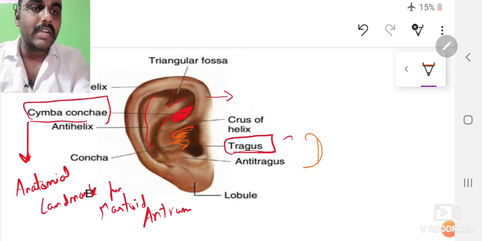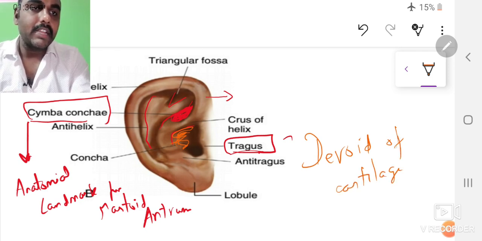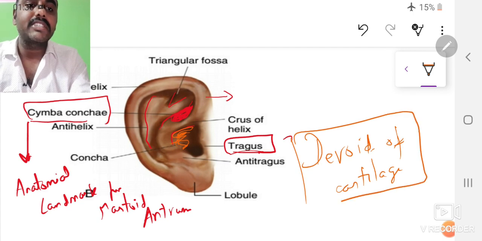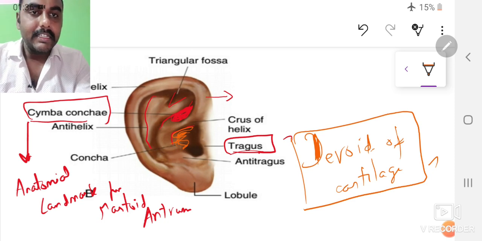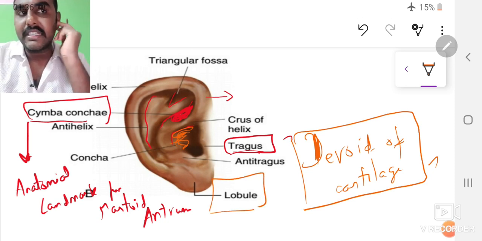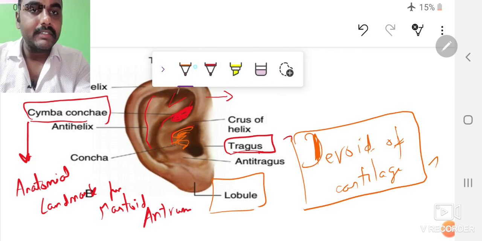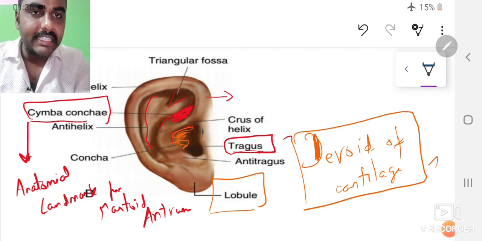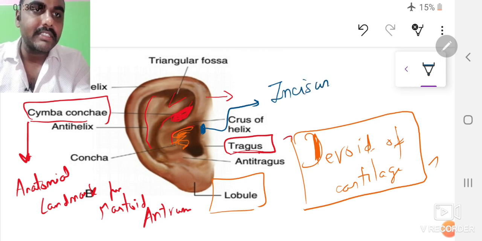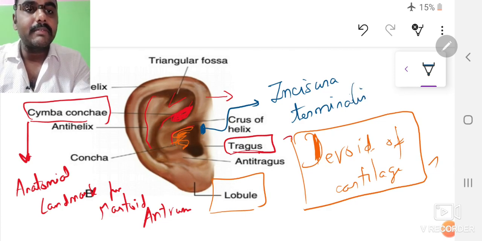The next important thing is to know in which areas of the pinna there is no cartilage, that is, which are devoid of cartilage. There are two parts of the pinna where cartilage is absent. One is the lobule, where we prick our ears. The second is the area between the tragus and the crest of the helix. This area is called the incisura terminalis.